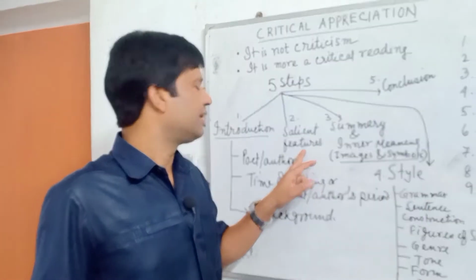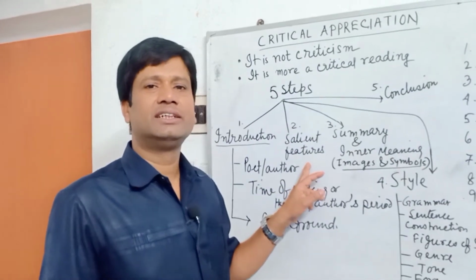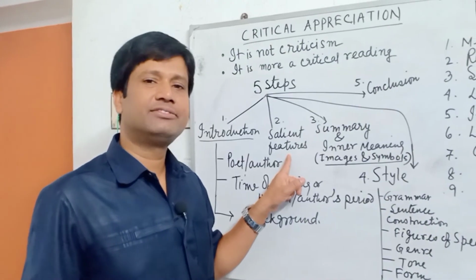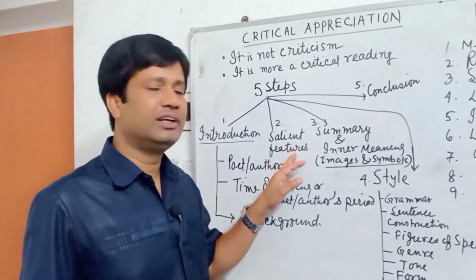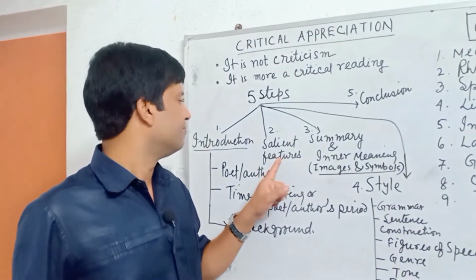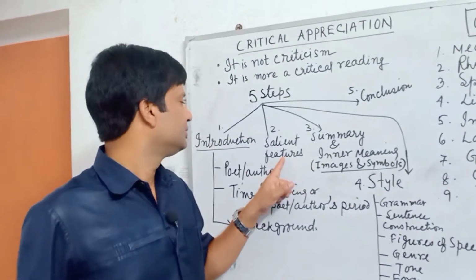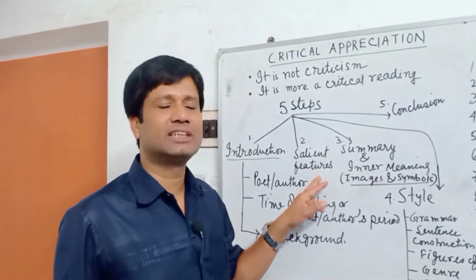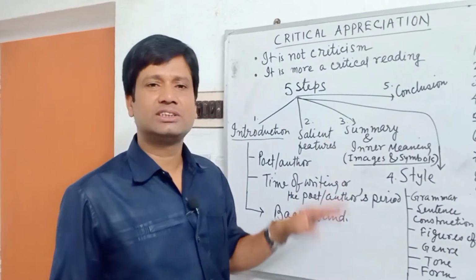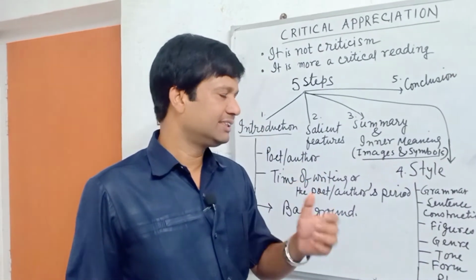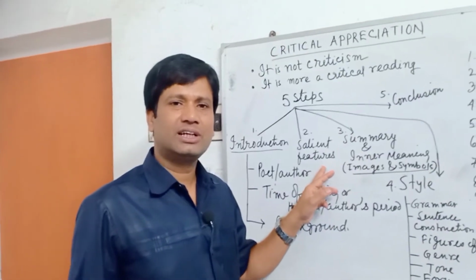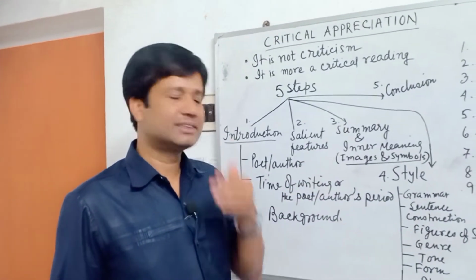For drama or other literary types of text, you should also write the salient features. For example, if you write a critical appreciation on Macbeth by Shakespeare, you should write the salient features: Macbeth is the study of evil forces, Macbeth is the presentation of symbols and images, there is the role of the supernatural.